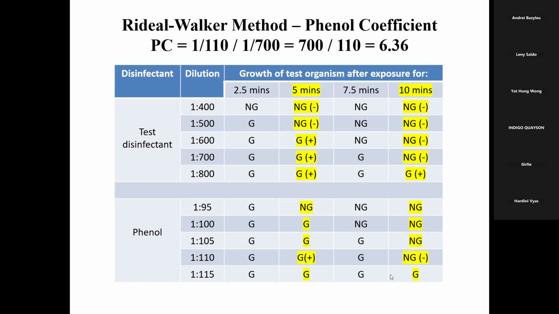Highest dilution that kills all the bacteria at 10 minutes and doesn't kill at 5. So which ones kill at 10 and don't kill at 5? It's these three, right? 1 in 100, 105, and 110. In all three cases, bacteria is fully killed at 10 minutes, but still alive at 5 minutes.